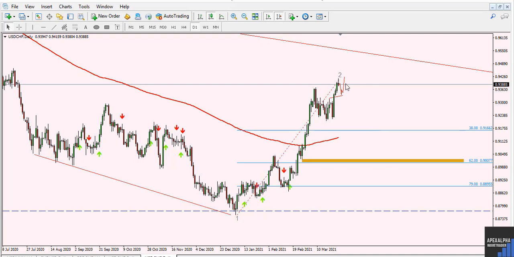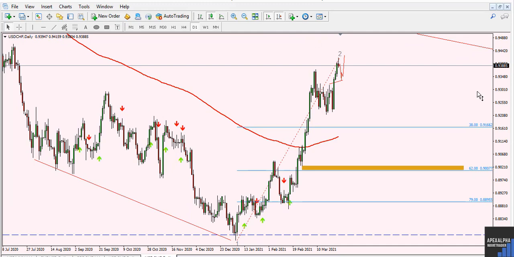Either way, I'm waiting for either move to happen. I can actually get a few pips to the upside, or I can wait and then get a very strong swing trade to the downside for a lot more pips. So that's my breakdown of this chart, the USDCHF.